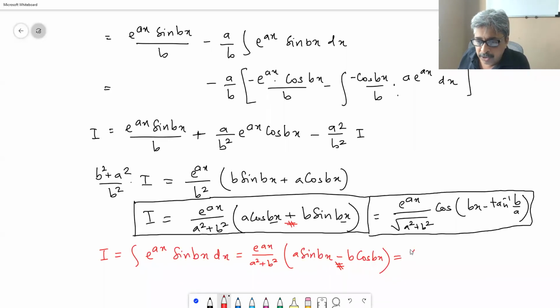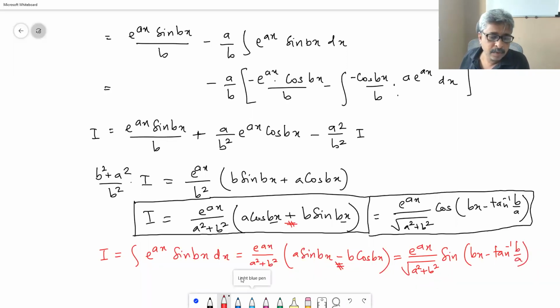And the second formula is almost similar: e raised to ax upon radical a square plus b square, sine bx minus tan inverse b by a. Right? So these are the two formulae. Again, you have to remember.